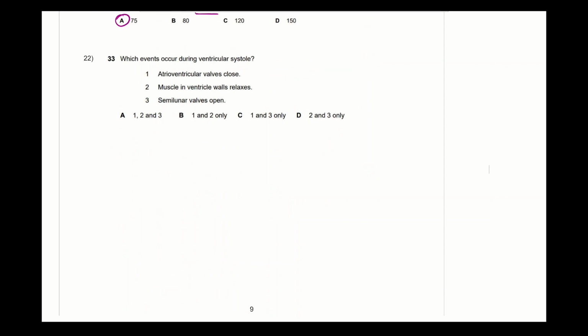Question number 22. Which events occur in ventricular systole? So in ventricular systole, we know that the ventricle contracts. Therefore, the pressure in the ventricle increases, pushing blood out and opening the semilunar valves whilst closing the atrioventricular valves. Therefore, the atrioventricular valves close. This is correct.